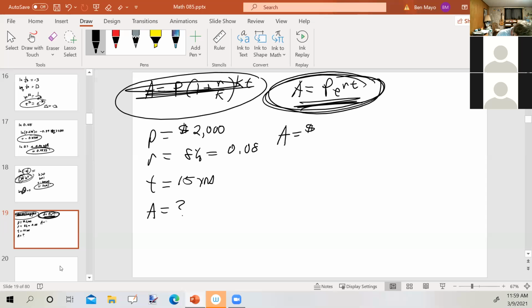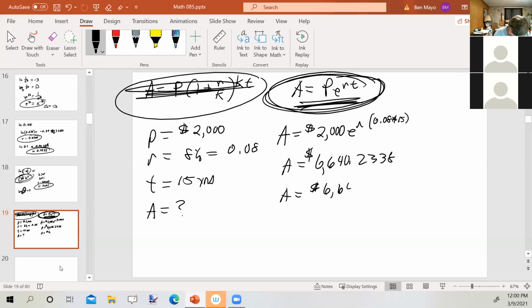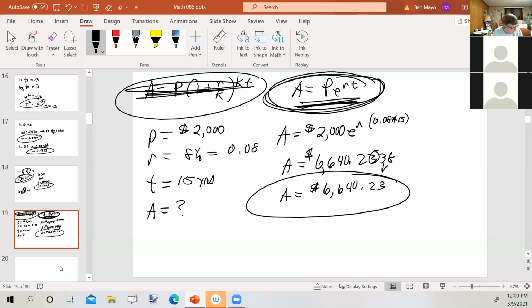So A equals $2,000 times e raised to the 0.08 times 15 power. So $2,000, and then I've got e to the 0.08 times 15. I close that up, and I get 6640.2338, etc. This is money. We're going to round to the nearest cent. $6,640.23. All right. Are we okay with that? Any questions there?